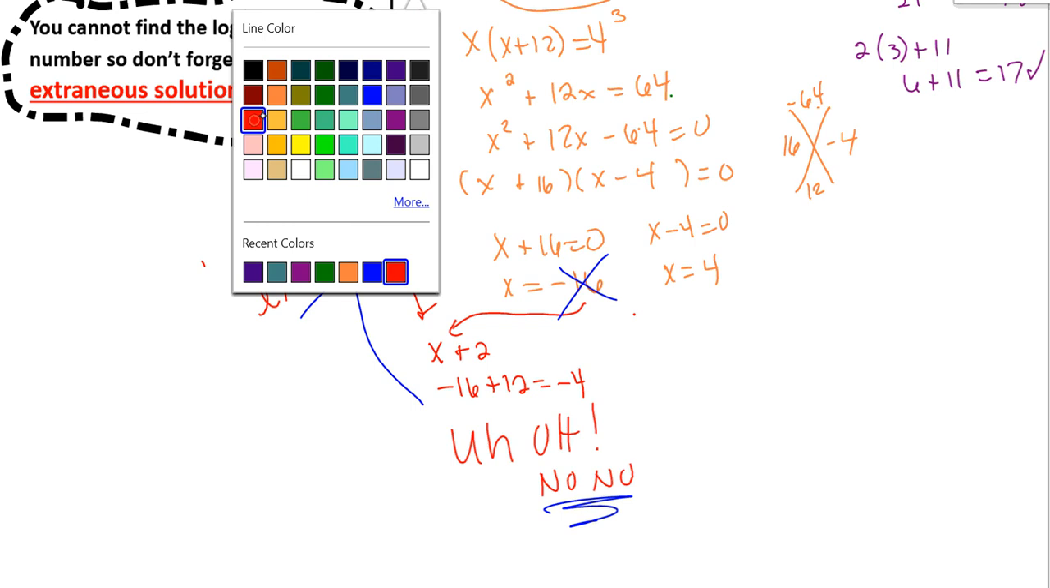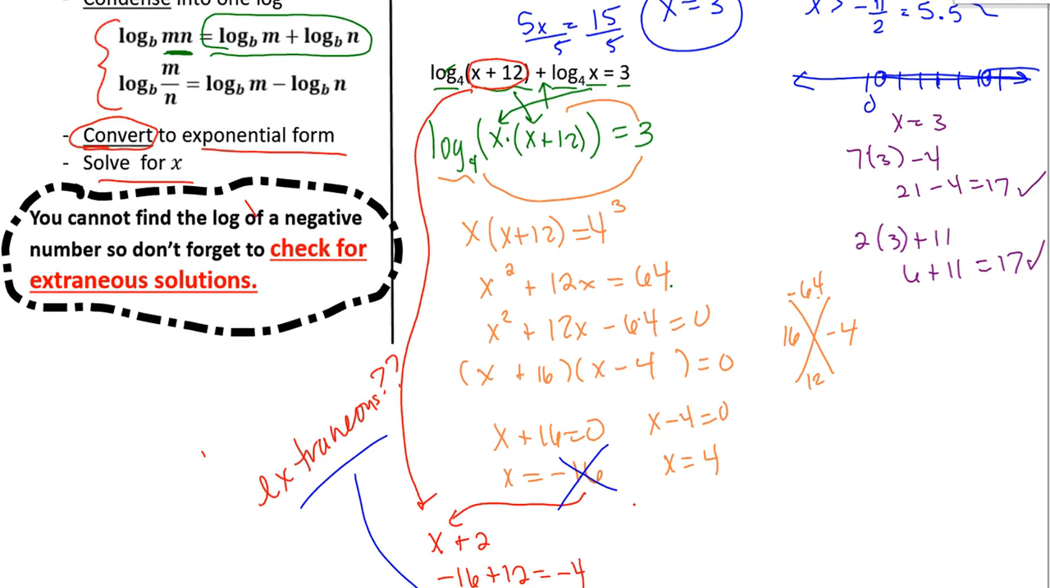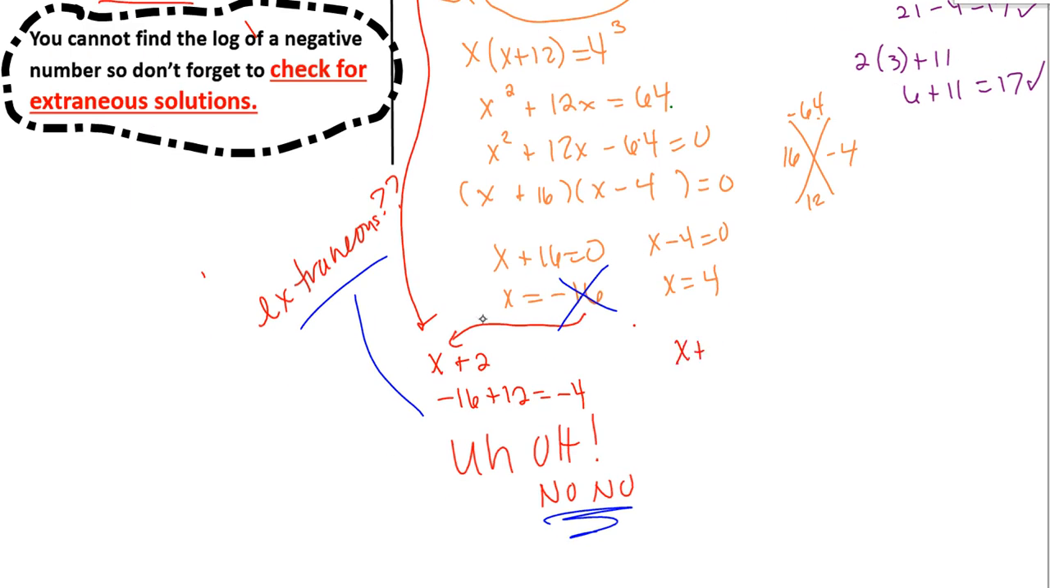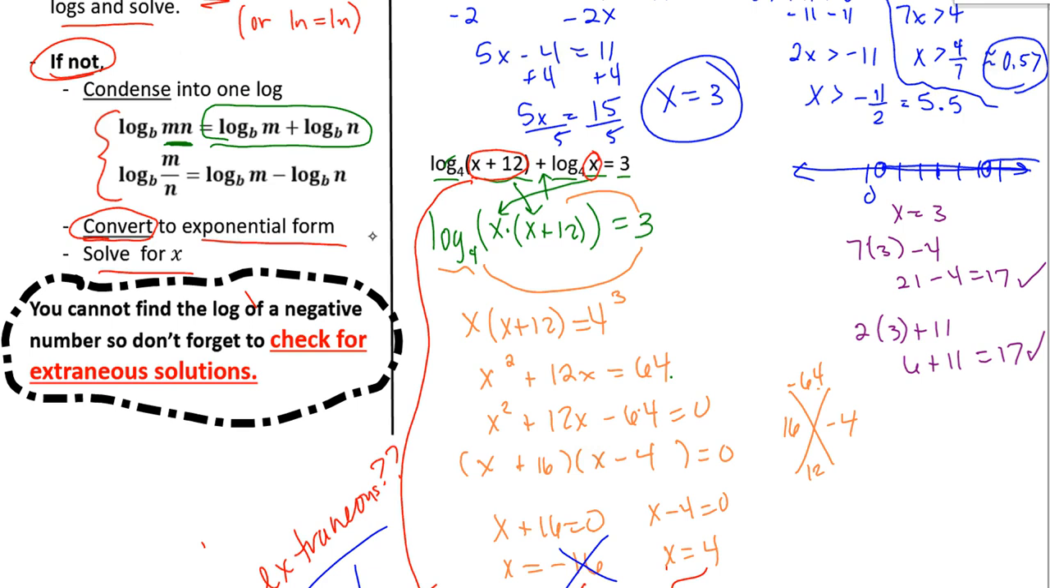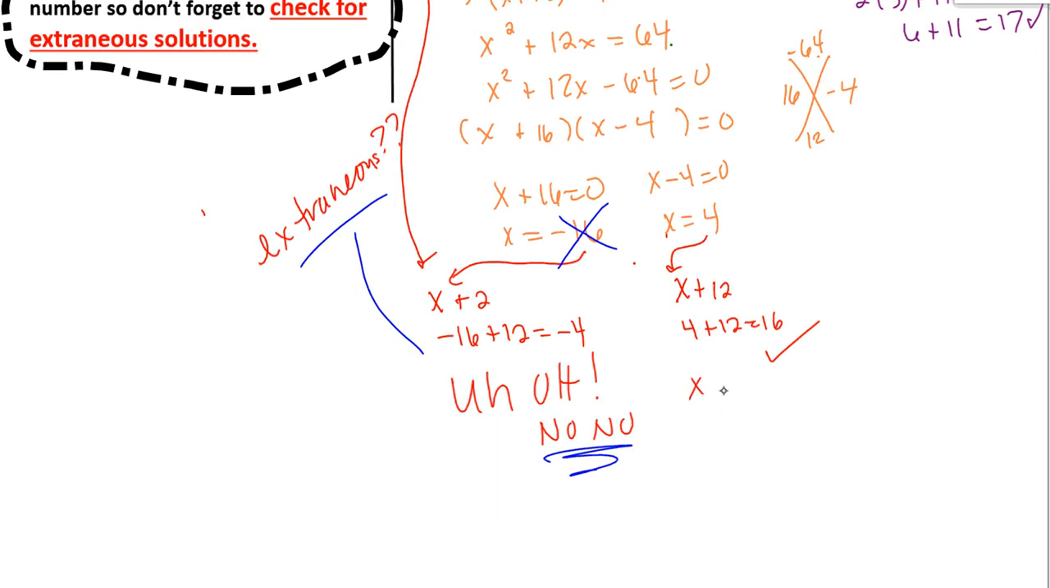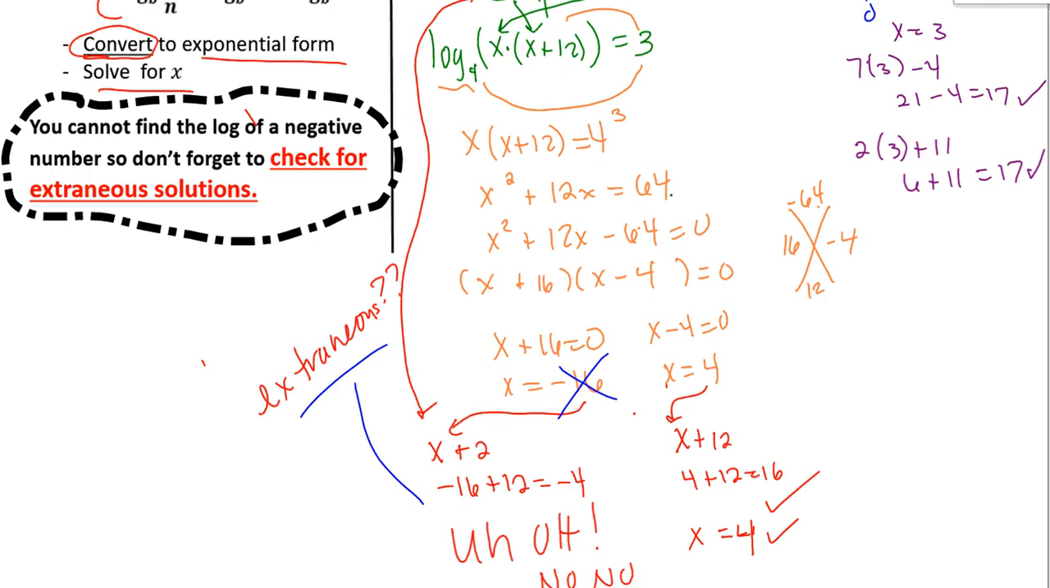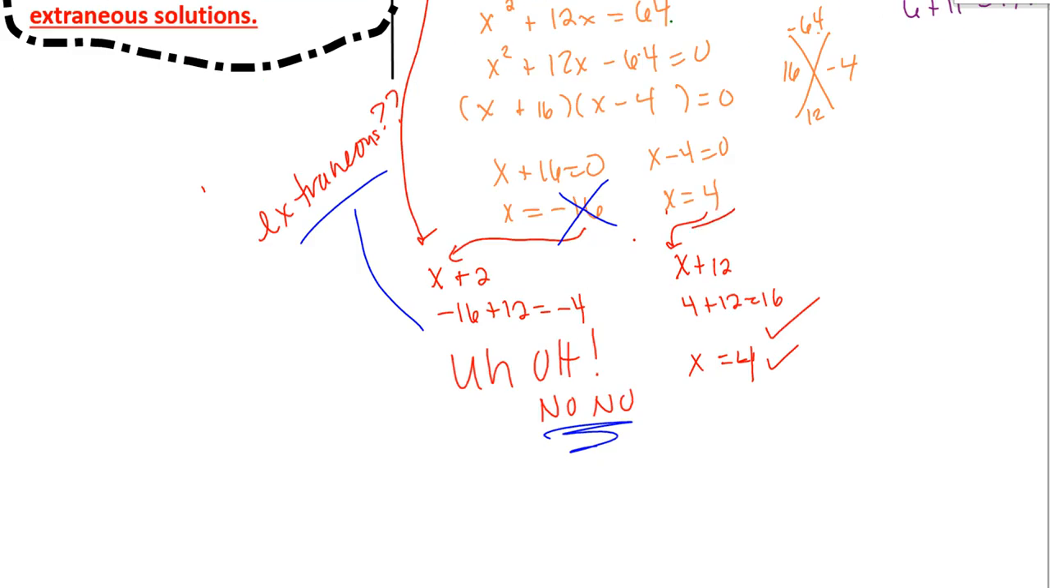All right, let's try the other one. We've got x plus 12. If we plug in 4 now, 4 plus 12, that's 16. Check. That one's okay. Now our other log had just an x in it. So if it's just x, if that's positive 4, then that one's okay. So there's the other way that you can check for extraneous solutions. Our actual answer, our only answer, is that x equals 4.